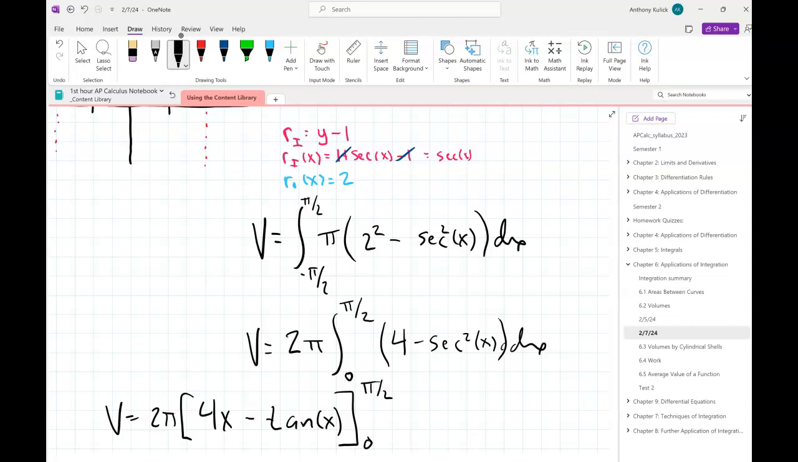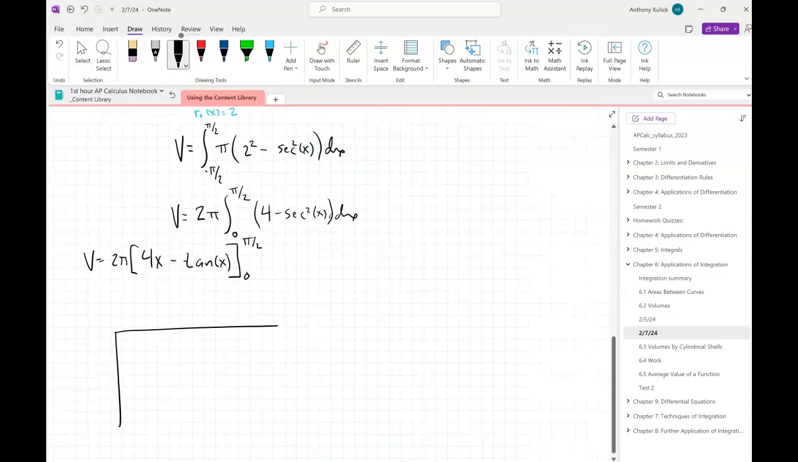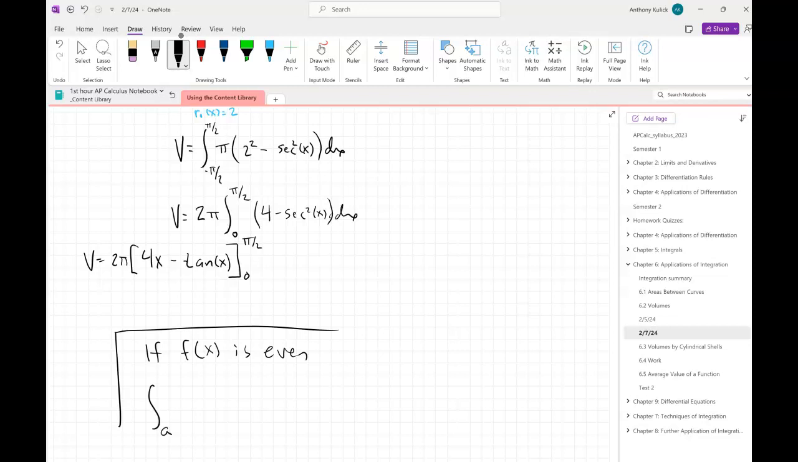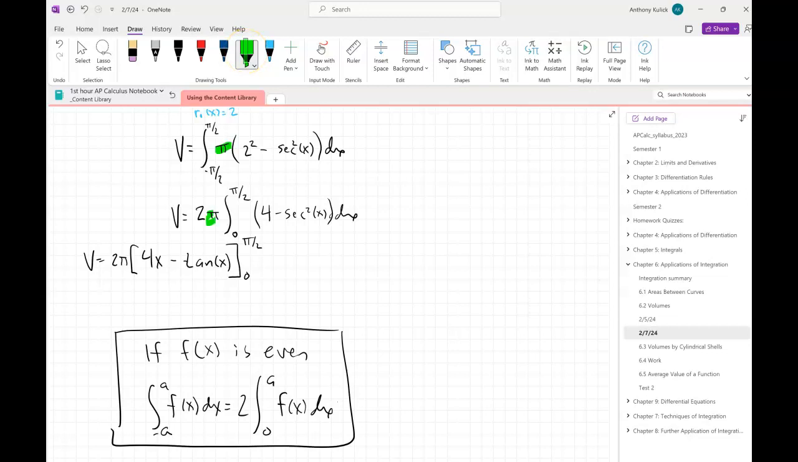Yes, Katie. Is the rule like when you multiply by the 2 pi? So the rule was if f of x is even, the integral from negative a to positive a of f of x dx equals 2 times the integral from 0 to a of f of x dx. Oh, the pi just came on the inside. Yes, that pi was from that pi. Does that feel good? Okay.